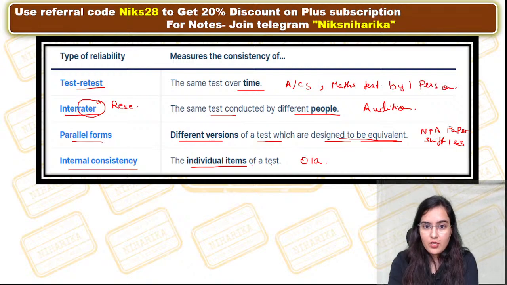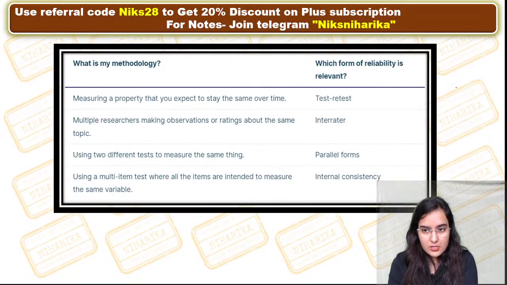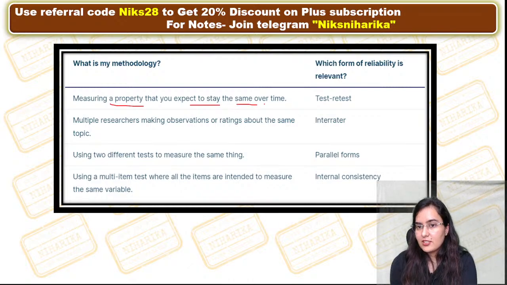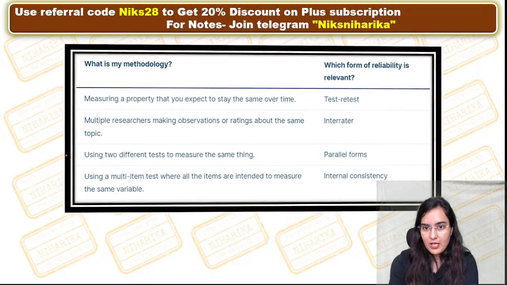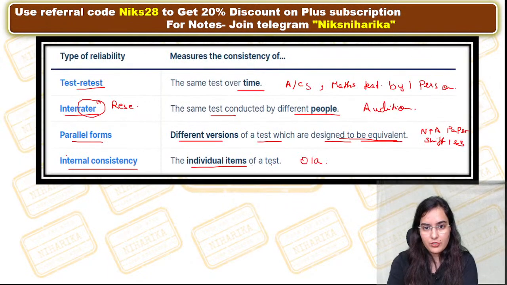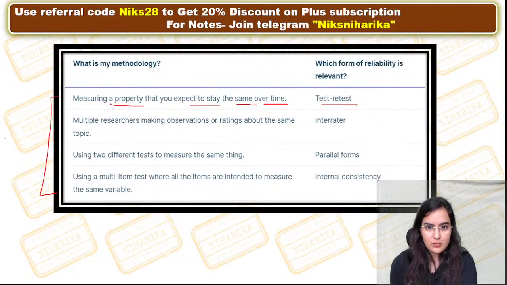Okay, now this is done. Plus, please see this one also, that is measuring a property that you expect to stay the same over time. That is a test retest. These terms can also come in your exam, so make sure that you do all these terms.